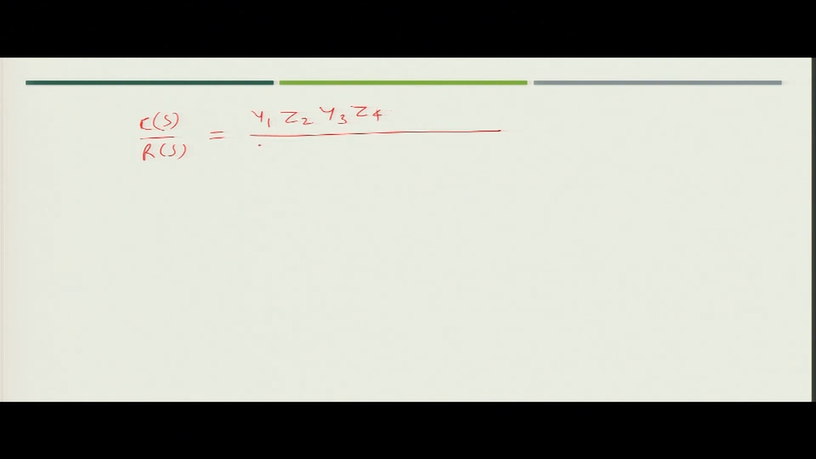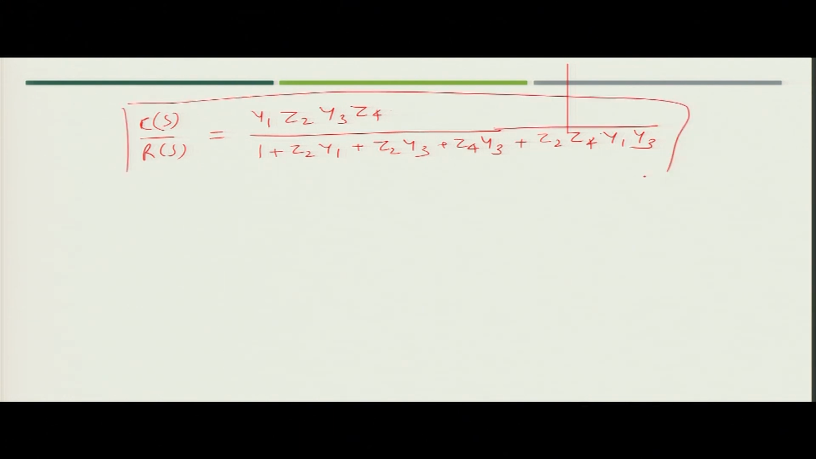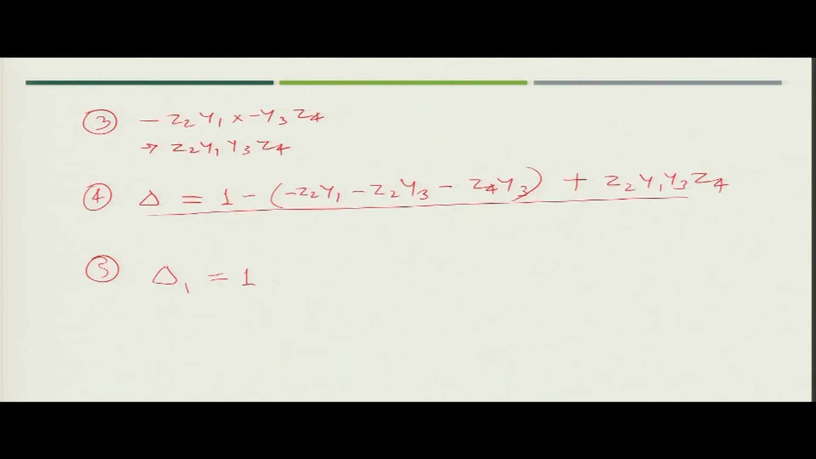In the denominator you will write the value of delta. So, what is the value of delta? Delta will be 1 plus Z2 Y1 plus Z2 Y3 plus Z4 Y3 plus Z2 Z4 Y1 Y3. So, this is the transfer function which you will get from the signal flow graph when you apply Mason's rule. I hope you can now do the calculations for finding out the transfer function for other signal flow graphs.